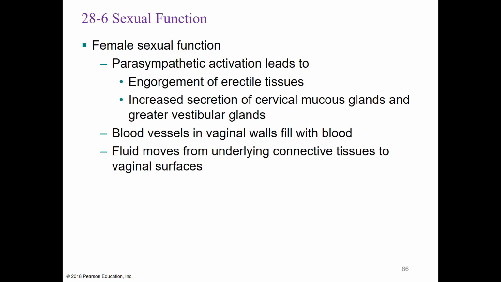Female sexual function: parasympathetic activation will lead to engorgement of erectile tissues, in the clitoris specifically, and increased secretion of cervical mucus glands and greater vestibular glands for lubrication. Blood vessels in the vaginal walls fill with blood, and fluid will move from the underlying connective tissue to the vaginal surfaces, again for lubrication.